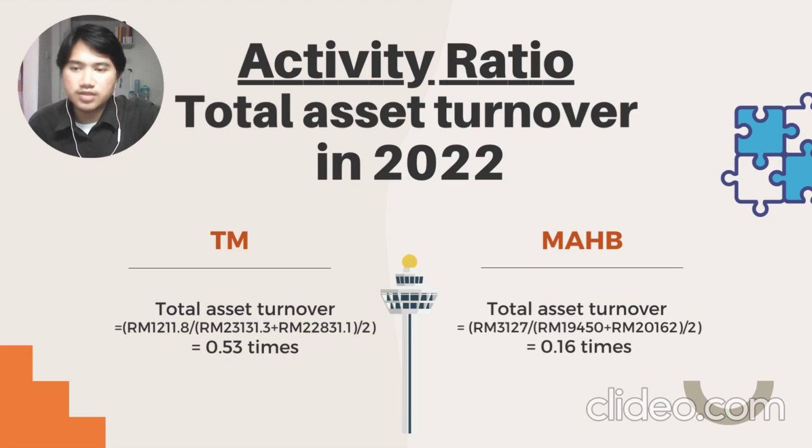For the first component in activity ratio, which is total assets turnover, we can see that Telekom Malaysia Berhad's total asset turnover is 0.53, which indicates Telekom Malaysia Berhad converted its assets to sales as much as 0.53 times, while Malaysia Airlines Holding Berhad's total assets turnover is 0.16, which indicates as much as 0.16 times Malaysia Airlines Holding Berhad can convert its assets to sales. For the comparison, Telekom Malaysia Berhad's total assets turnover is greater than Malaysia Airlines Holding Berhad's, which implies that Telekom Malaysia Berhad is more efficient in producing sales from its assets.